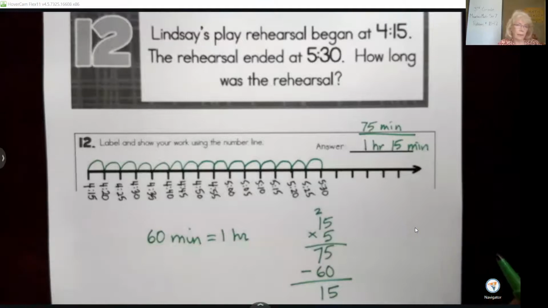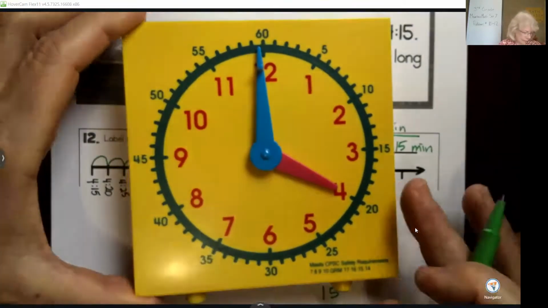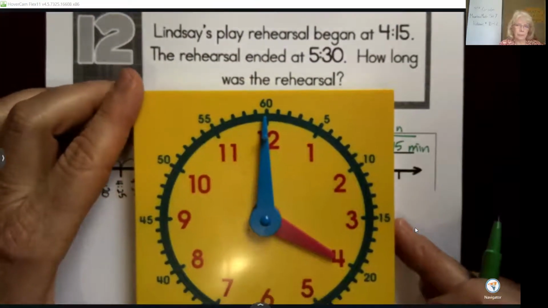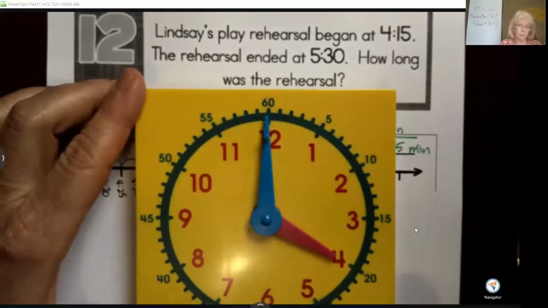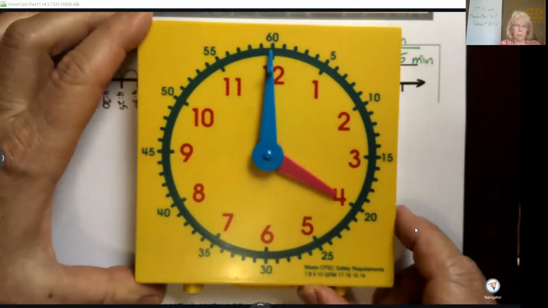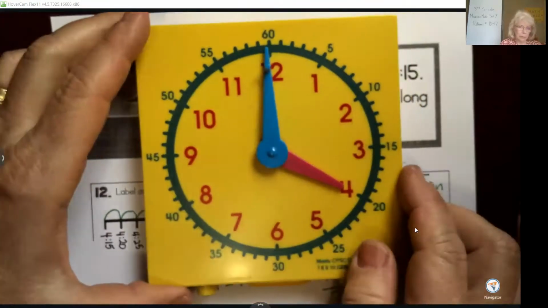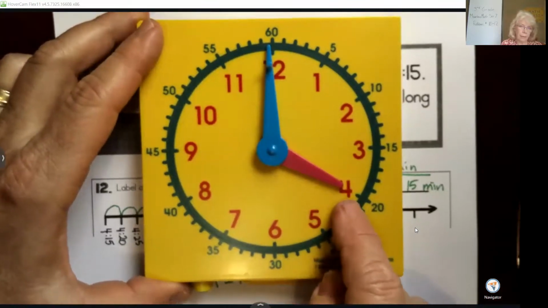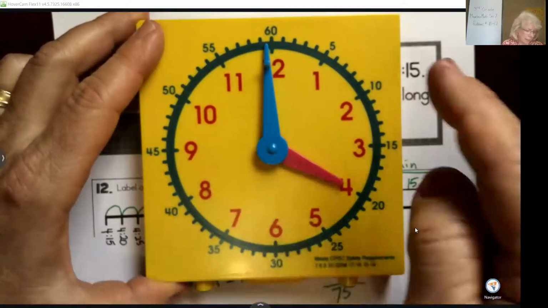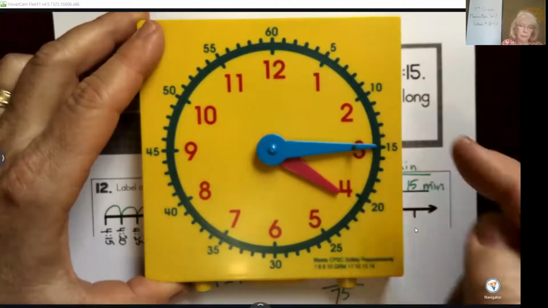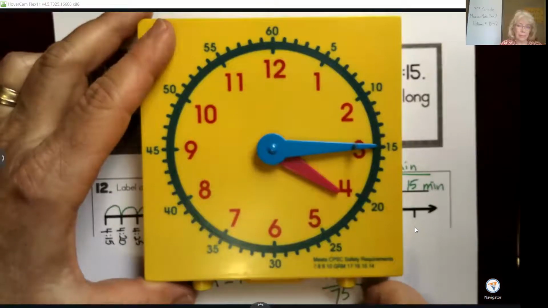Okay, now I want you to see it on a clock. Maybe it helps make more sense. So remember, she started at 4:15. So this is 4 o'clock. How do we get to 4:15? Well, we're going to need to move our minute hand, which is our long skinny one. So the short hand goes on the hour, the long one goes on the minute. To go to 4:15, I go 5, 10, 15. That's our starting time, okay?